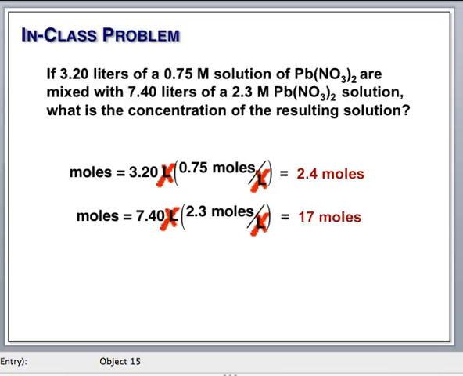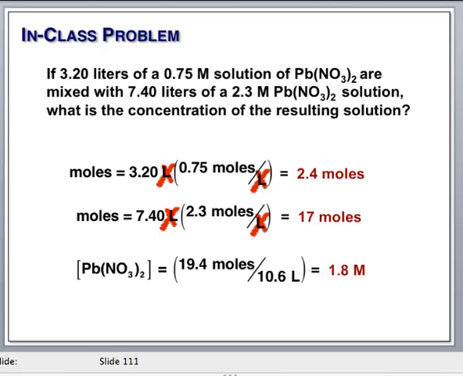Our total number of moles is therefore going to be 17 plus 2.4, 19.4. Our total volume is simply 3.2 plus 7.4, 10.6. Divide them together, and we have 1.8 molar.